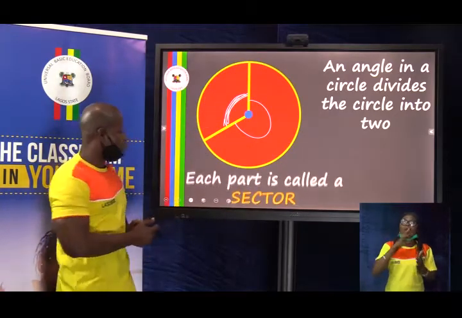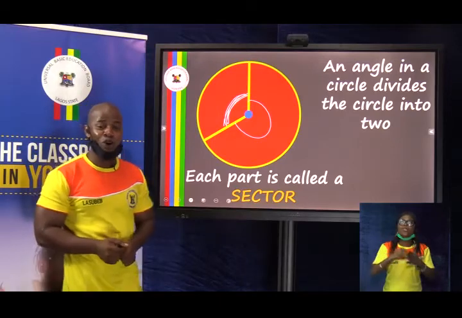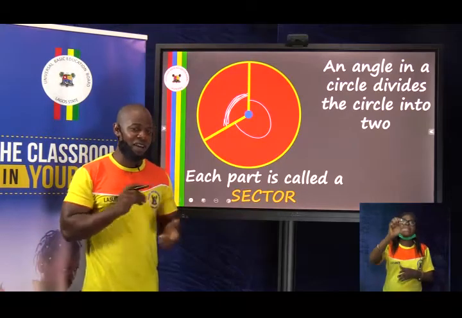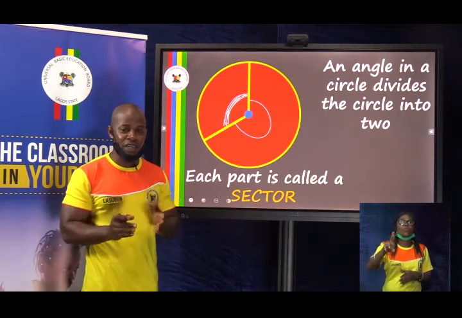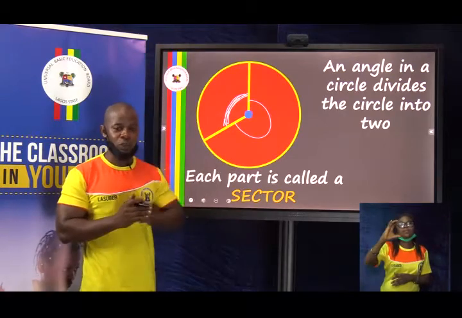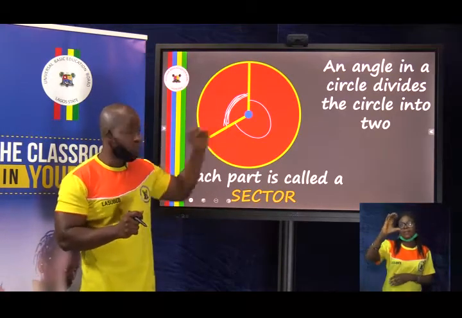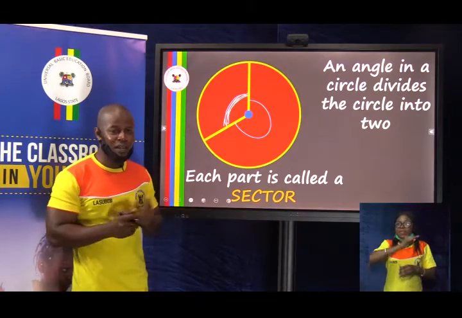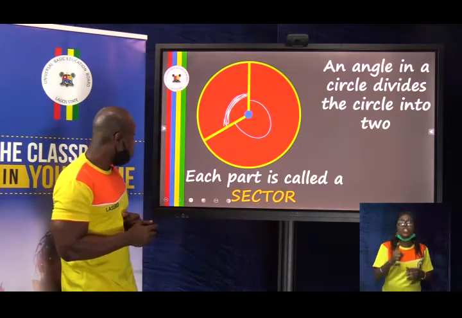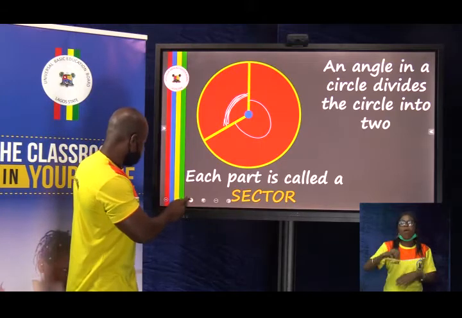What are these parts called? Each part is called a sector. Okay, so now this is where you need to make the differentiation. A segment is a straight line that will divide that. But for a sector, it's an angle passing through the center that will divide that. So each part is called a sector.